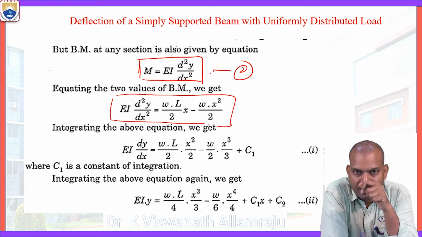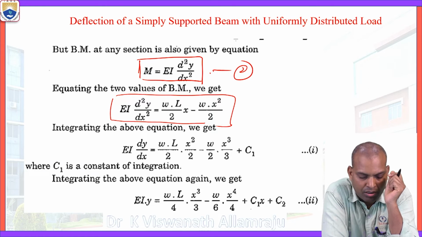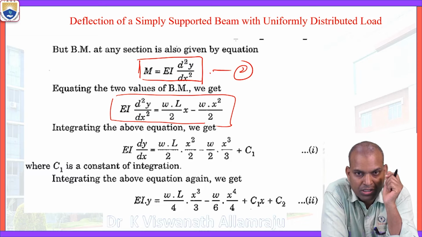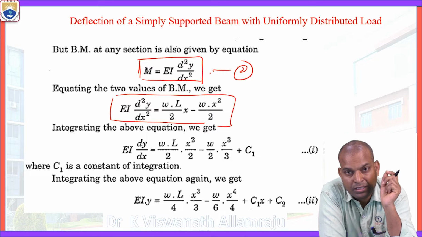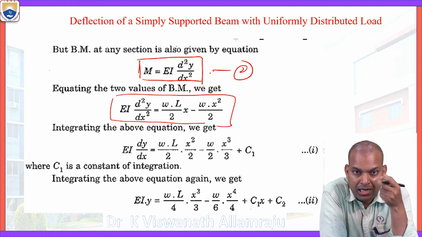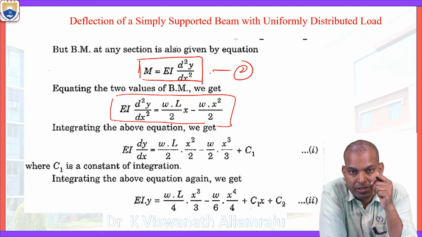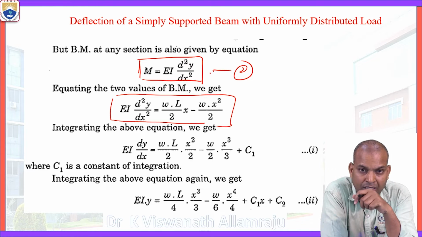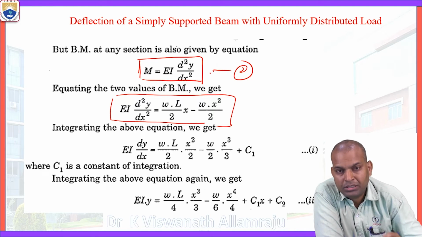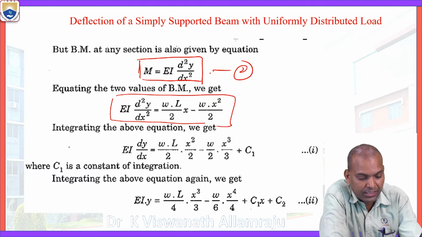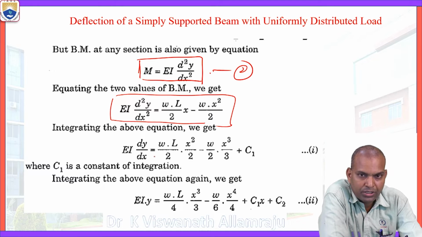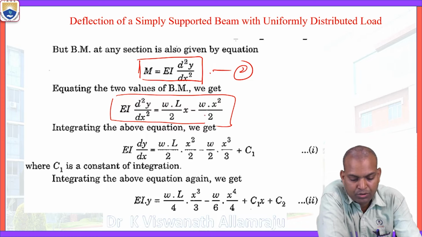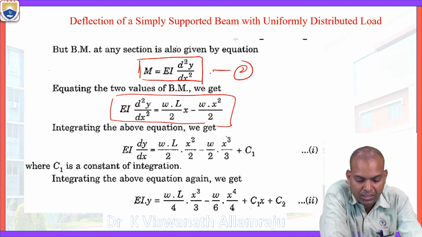By using the double integration method, if we integrate this equation once, that is dy by dx, the slope equation can be obtained. Integrating that slope equation once more, we can obtain the deflection equation. That's what we have done here. Integrating the above equation once, first integration: EI times dy by dx equals WL by 2 times x square by 2 minus W by 2 times x cube by 3 plus C1.